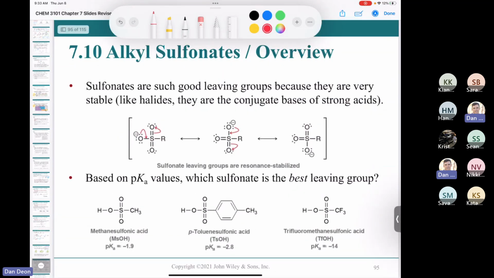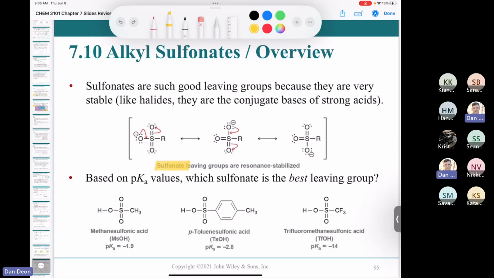All right, so why would these things be good leaving groups? Well, you can probably guess why, because you saw that good leaving groups are weak bases, right? They're the conjugate bases of strong acids, so therefore they're really weak bases. And how do you have a weak base? Well, you have to have something with a negative charge that is very stable. And you can see that the negative charge on an alkyl sulfonate is resonance stabilized. We have 3 resonance structures that contribute to the hybrid here.